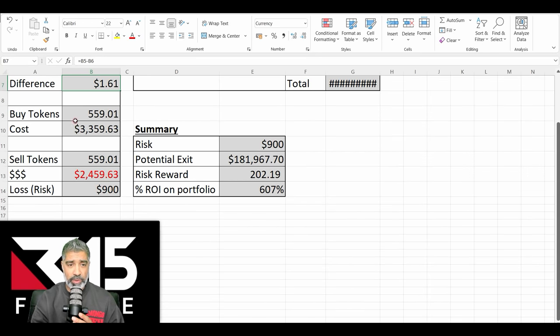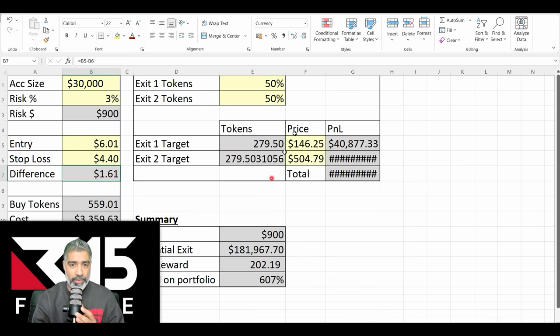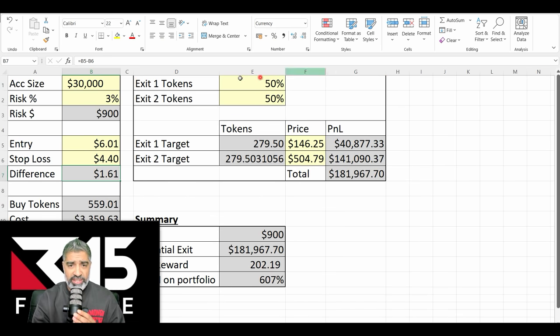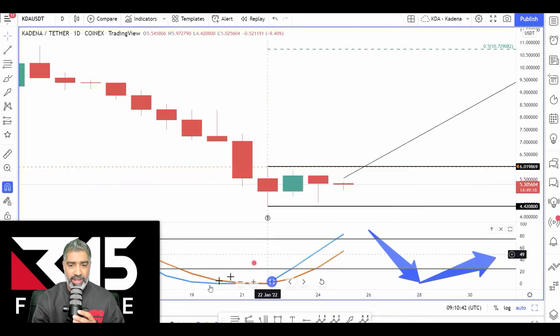So we're going to buy here and sell here if we're wrong, if the market enters us and takes us back out. So that we do have $900 worth of risk in this example. So our trade strategy is sell 50% of our tokens at the first target. We're going to go into that now, which is this zone here. What's our first target and how do we objectively find it?